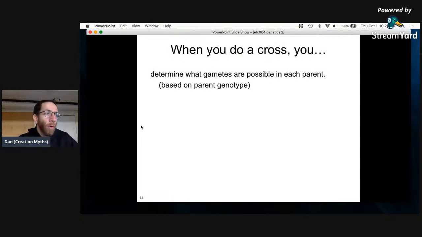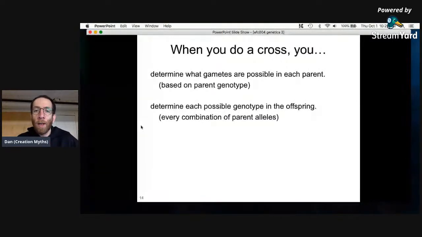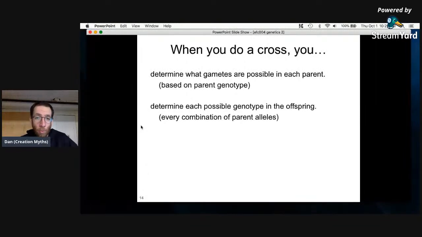When we do a cross, what you want to do is determine what gametes are possible in each parent. First step is you have your parents, and what gametes can they potentially make? Obviously, you need to know your parents' genotypes. You need to know the parent genotypes in order to do this. That's where Mendel's true breeding lines come in. They're consistent, so you know what the genotypes are. Then you determine the possible genotypes of the offspring. So if you randomly mix the gametes that each parent can make, what are the potential offspring genotypes?